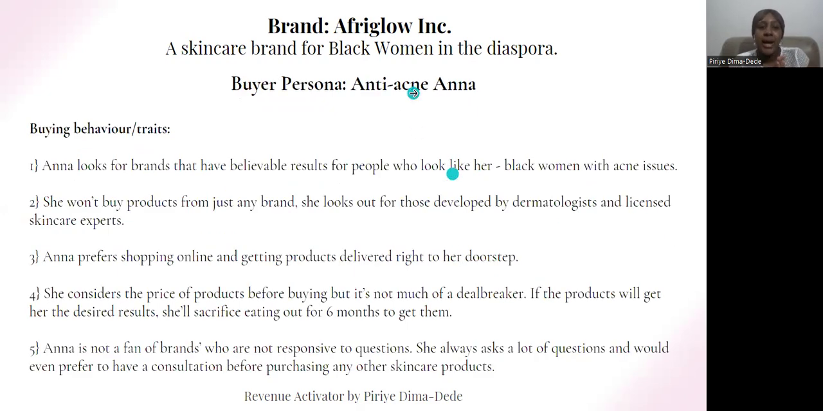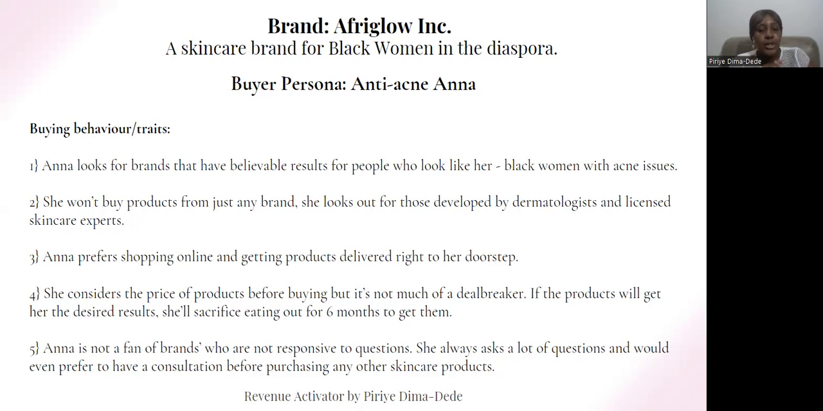Now let's look at some of Anna's buying behaviors and traits based off of what we know about Anna, the research we've done into building this customer avatar. One, Anna looks for brands that have believable results of people who look like her, Black women with acne issues. So if she sees a review featuring a white woman, a Caucasian, or an Asian woman with acne that got cured, Anna is not really going to pay attention because she might feel different skin types and all that. But when she sees a Black woman who has acne and all of a sudden the acne is gone, she's going to pay more attention.